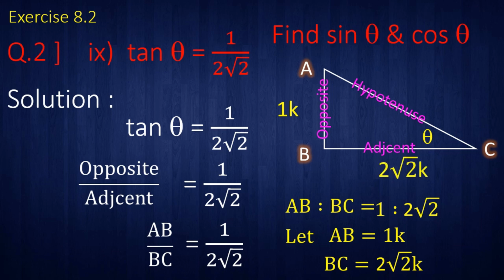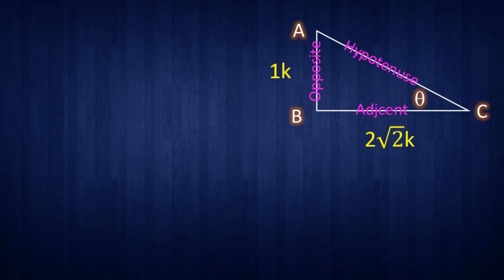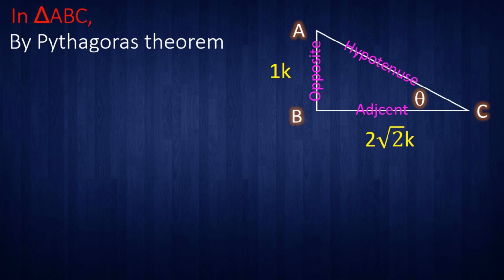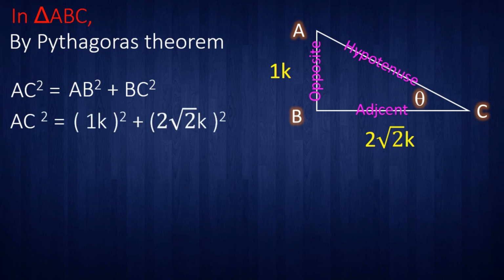Now to find AC we will come to the next page. To find AC we will apply the Pythagoras theorem. In triangle ABC, by Pythagoras theorem, hypotenuse is AC, so AC square is equal to the remaining sides AB square plus BC square. Now AC square we have to find. AB square means 1K square plus BC square means 2 root 2K square. Square it. AC square is equal to 1K square plus 2 root 2K finally squared, 8K square.